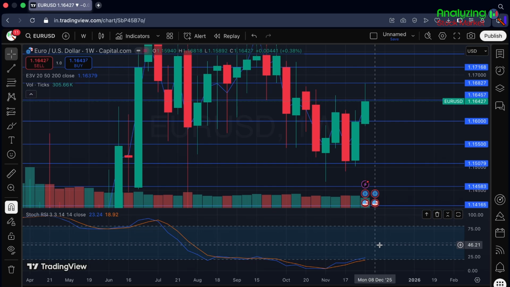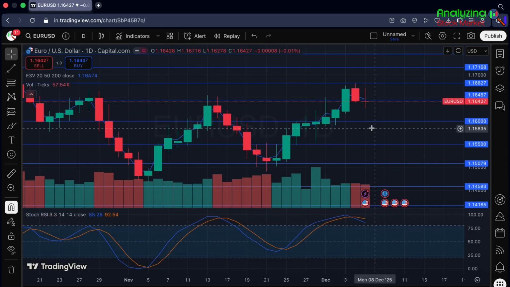So now let's mark some important support zones and resistance zones on a one-day chart. So here this is a one-day chart.